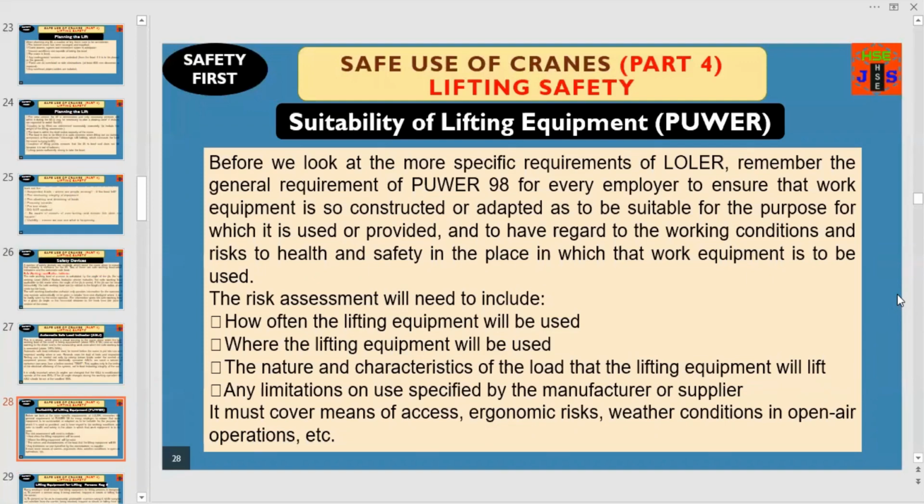It is important to make a risk assessment for lifting equipment and to maintain lifting safety. The risk assessment will need to include how often the lifting equipment will be used, where the lifting equipment will be used, the nature and characteristics of the load that the lifting equipment will lift, and any limitations on use specified by the manufacturer or supplier. It must cover means of access, ergonomic risks, weather conditions in open air operations, etc.